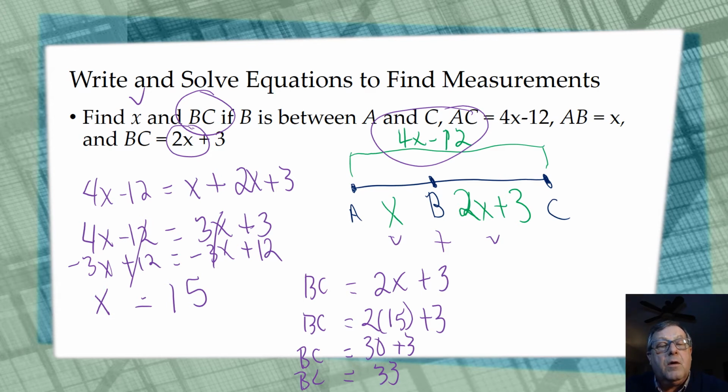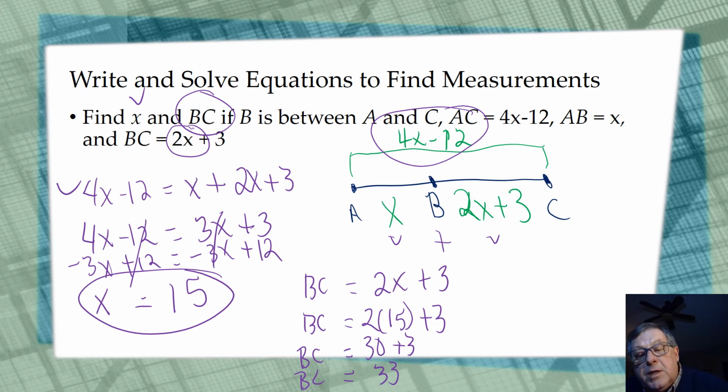We've written an equation. We solved for x. We got x right there equals 15. Then we solved for BC by substituting x in for the equation for BC, 2x plus 3. And BC does, in fact, equal 33.